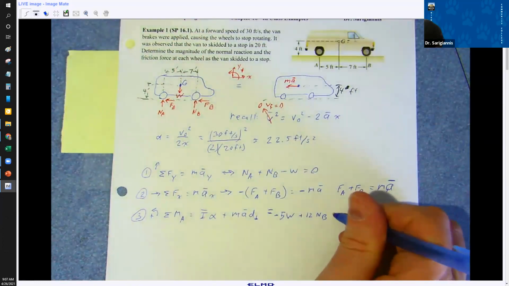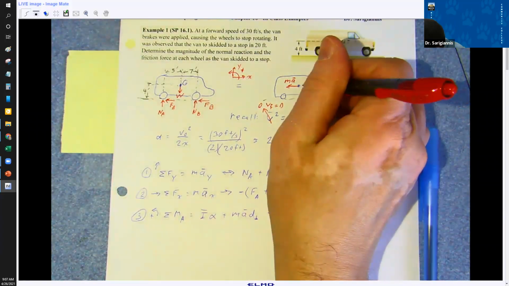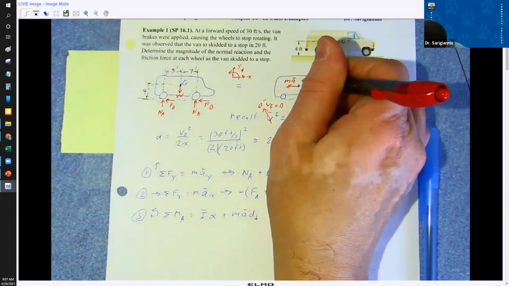All right, so this is equal to, remember we said I alpha is 0 because I alpha represents the change in angular momentum. I'll just write it in here and we can say it's 0.